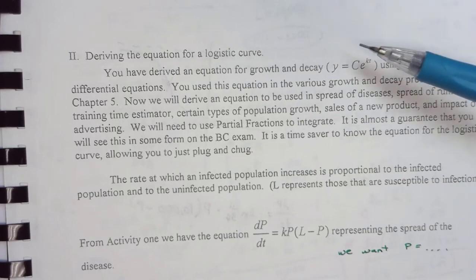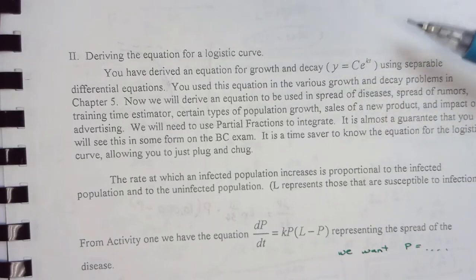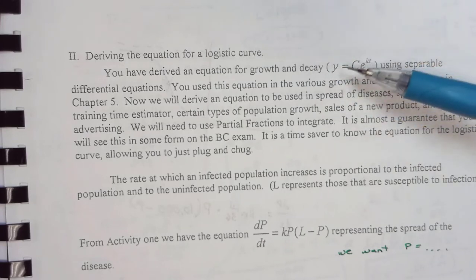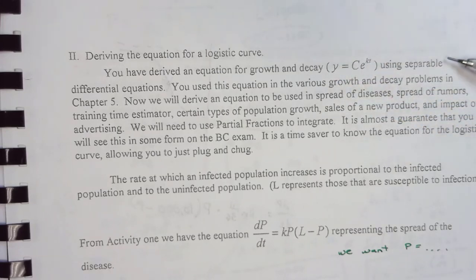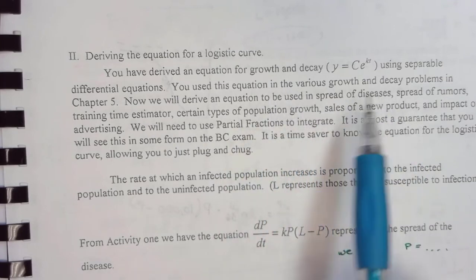So you should remember when we did the first part of section 6.3 with our growth and decay function, that eventually we got y equals c e to the kt. We did this by separating the variables in a differential equation. Okay? And we use that equation in various growth and decay problems.